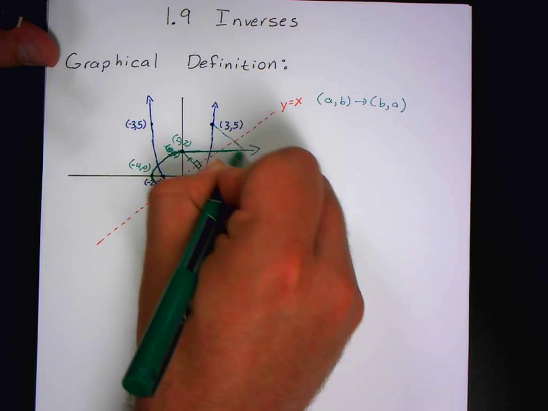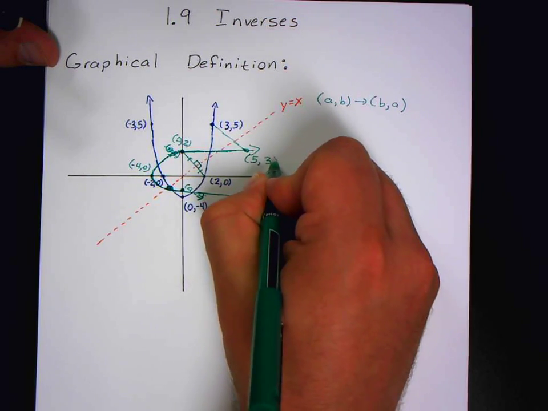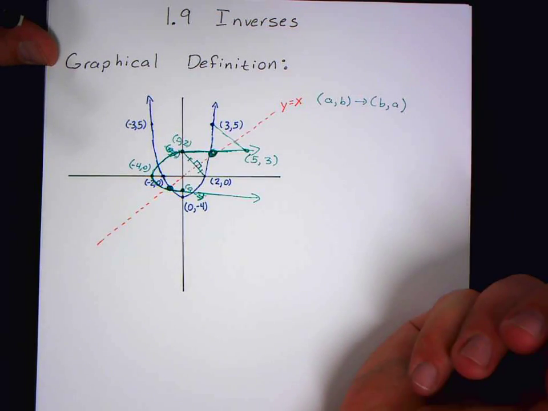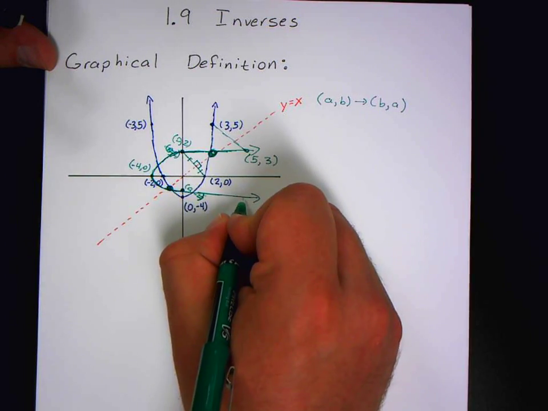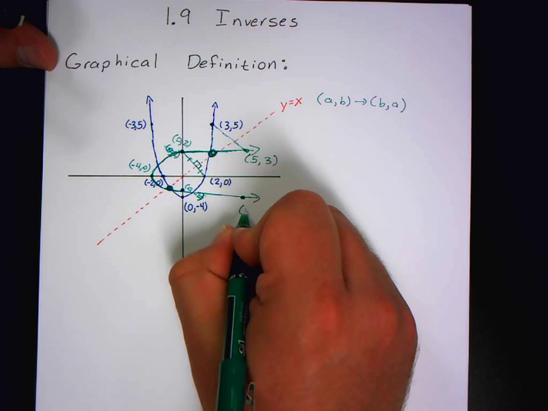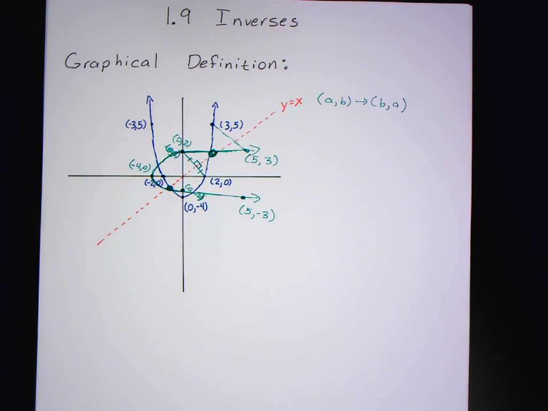This point would go over here to 5, 3. This point stays where it is on the line, and again, I'm going to make a big dot. This point goes all the way across to over here, which would be 5, negative 3. So that's how inverses work graphically.